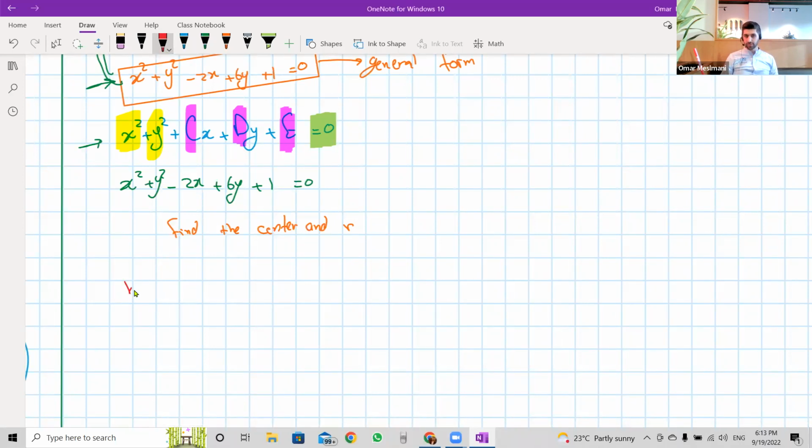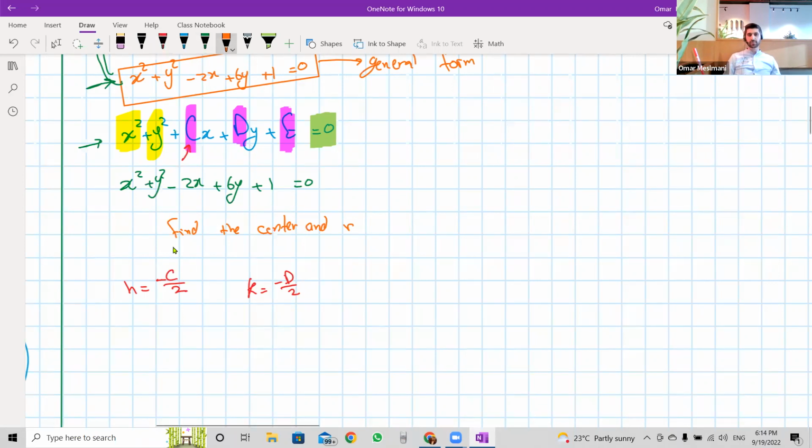To find h, it's basically minus c over 2. Take whatever the value of c is and divide it by 2. So minus c over 2 is the value of h. If you want to find k, it's minus d over 2. Again, c and d are the coefficients of x and y.